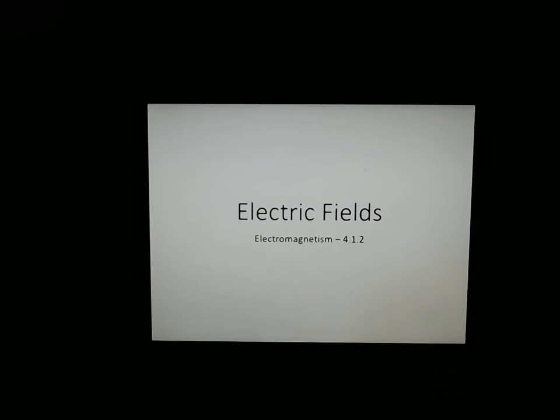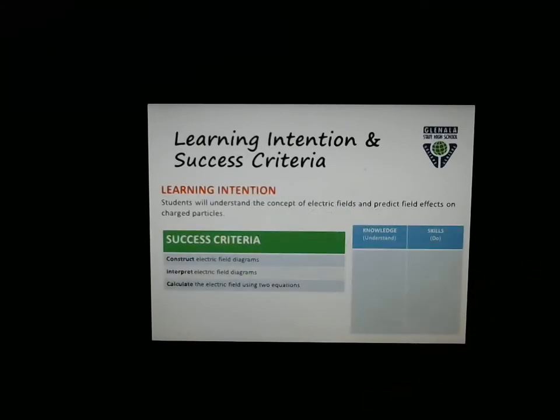So here are your learning intentions and success criteria for this topic. Please pause the video and attempt to complete the KS table on your own. Alright, hopefully you've got that finished now. Our learning intention: we're going to understand the concept of electric fields, and I want you to be able to predict field effects on charged particles.